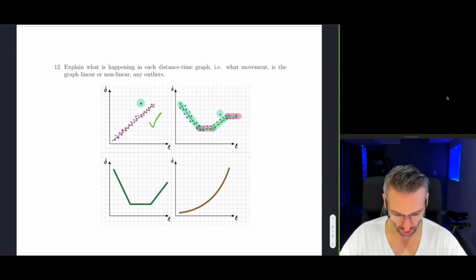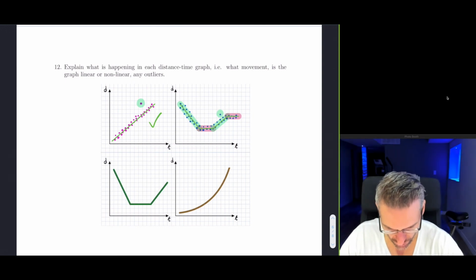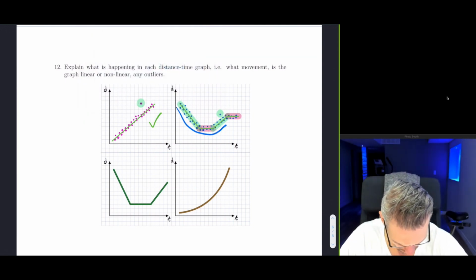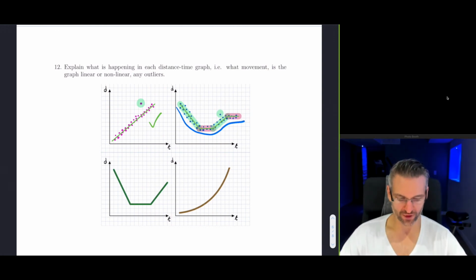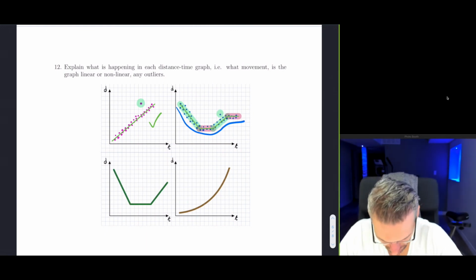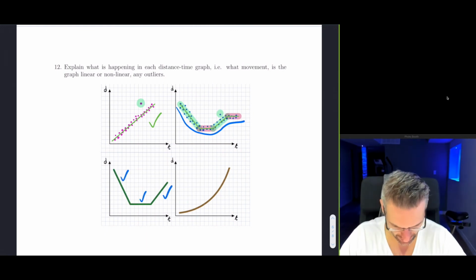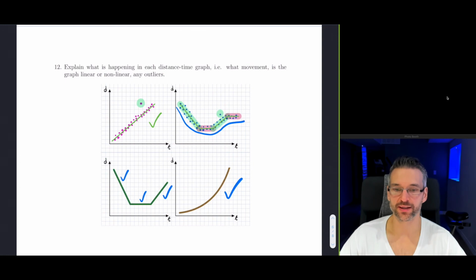If you said this whole thing was non-linear because you drew your graph going like this, except through the dots in terms of best fit, you would have said it's non-linear. This one right here is definitely one linear piece, another linear piece, and another linear piece, so 3 linear pieces. This one is definitely non-linear because it's kind of blowing up on us. It looks like some kind of an exponential.